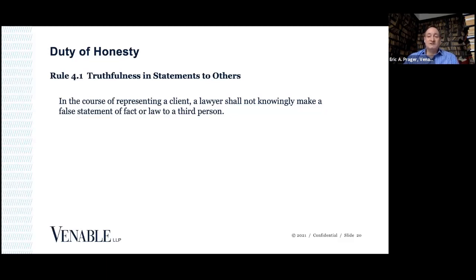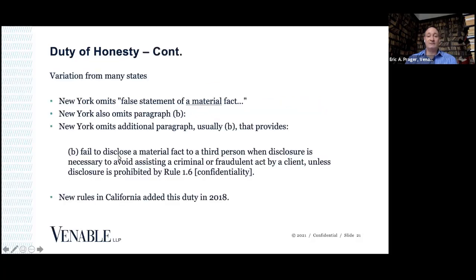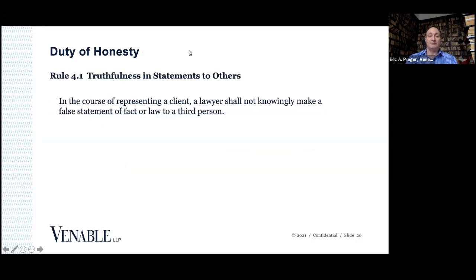This is different from everyone else in the business world. Other folks in the business world don't have this restriction on them. There may be limitations on misrepresentation that gives rise to a misrepresentation cause of action, but that's a much higher threshold than a false statement of fact or law.